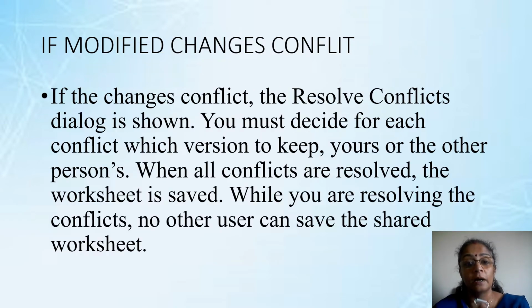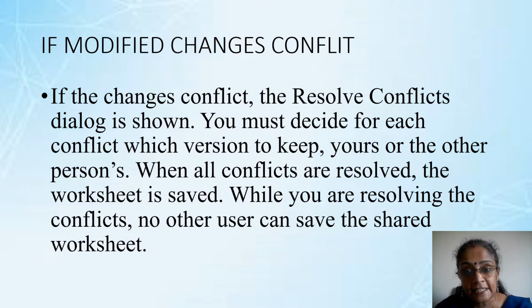The third scenario comes if there is a clash or a conflict between both of us. Then what happens? If the change conflicts, then the Resolve Conflicts dialog box will open. For example, I am in sheet number 1 and he has also worked in sheet number 1. I have worked in the same cell and he has also worked in the same cell. So what happens? There is a conflict between us. The same data I have changed and he has also changed. So there is a conflict between the two.